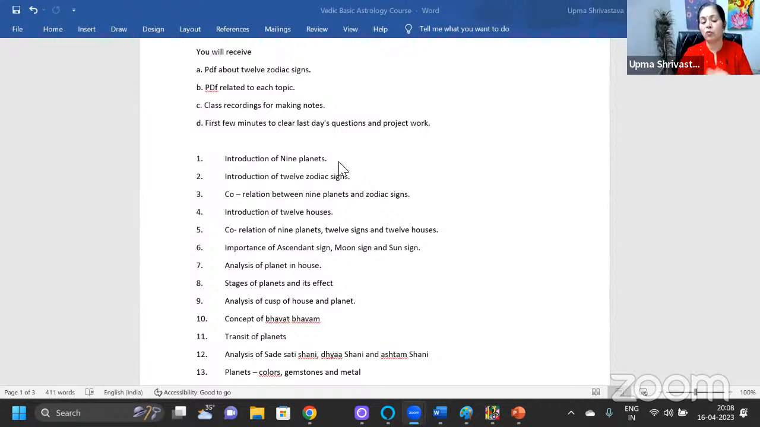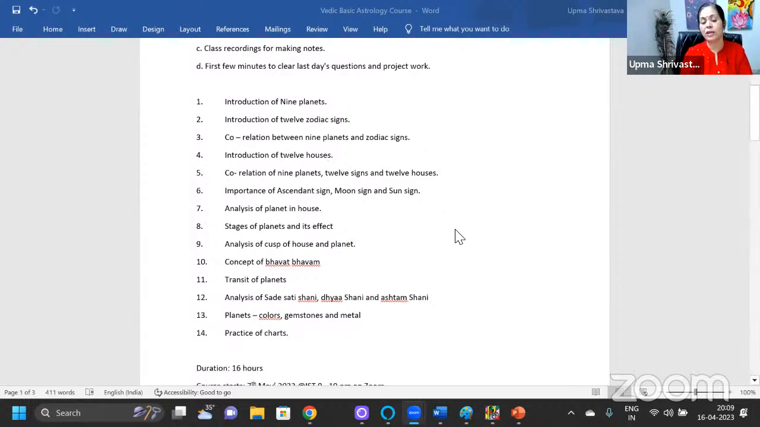How they behave, what are the significations. Everything here we learned only in a very small way, but there we will learn in detail. Then the introduction to the 12 zodiac signs, and the correlation between the 9 planets and zodiac signs. So for each sign, let's say the Sun is placed in the Taurus sign, how it will behave. Then houses, because you need to connect with the houses also. That we will also cover in this.